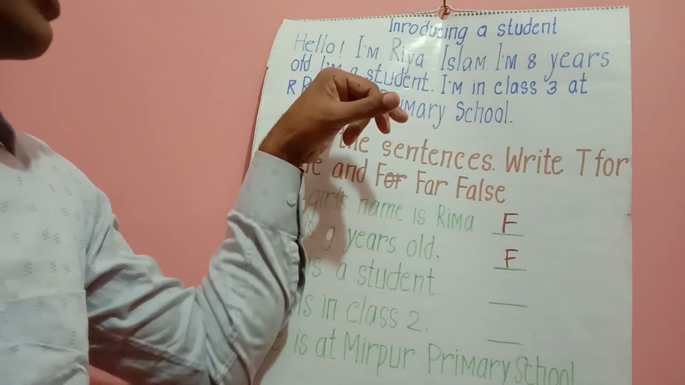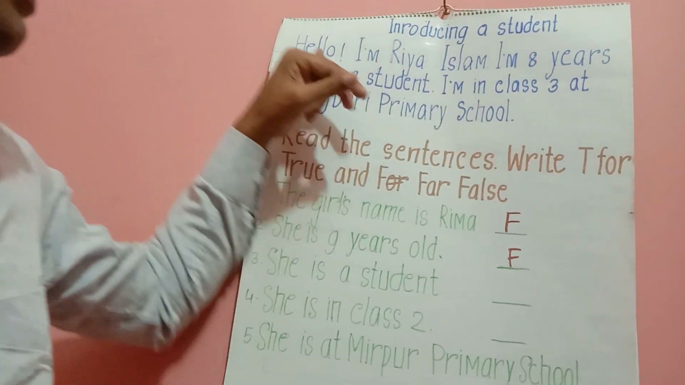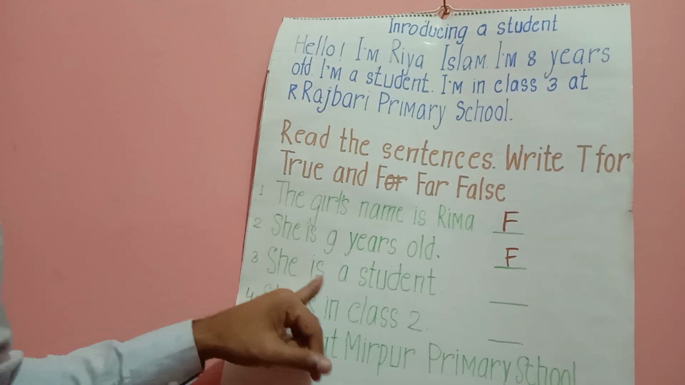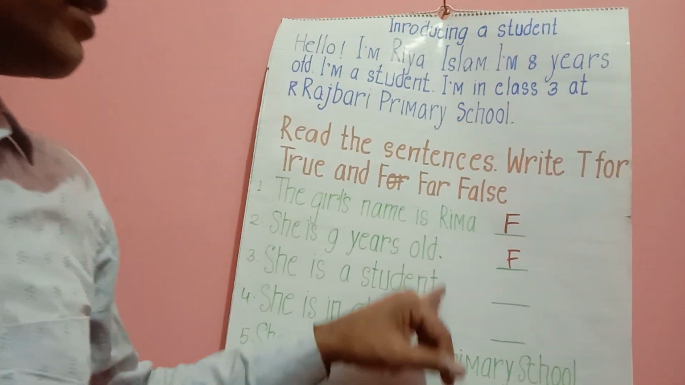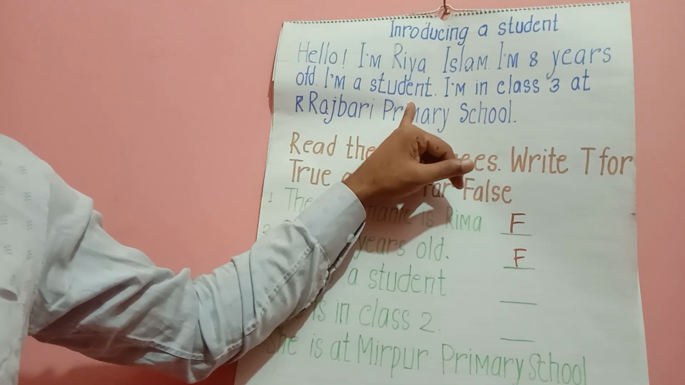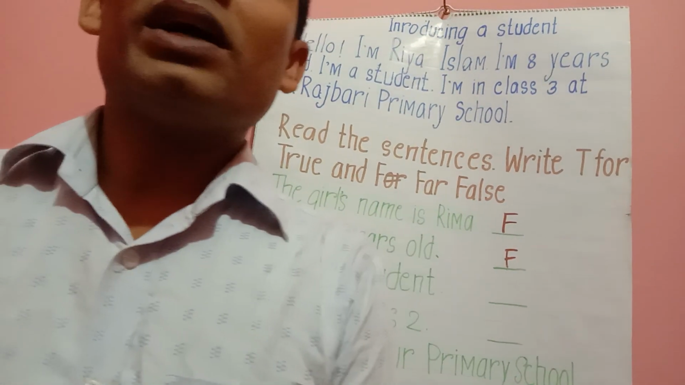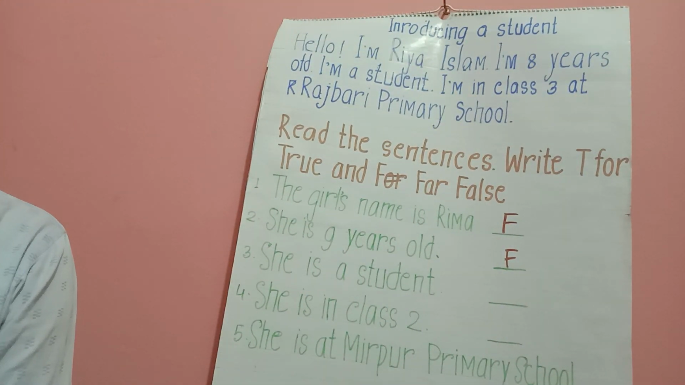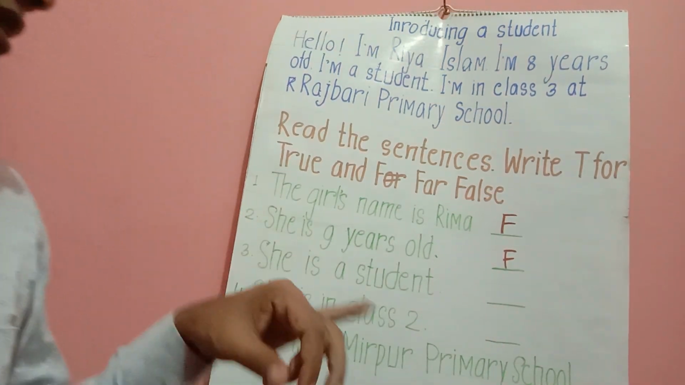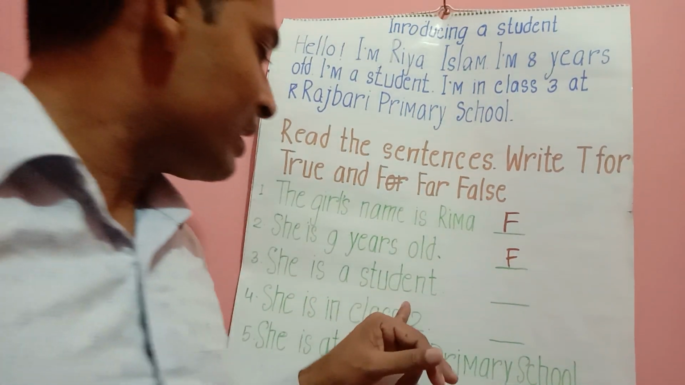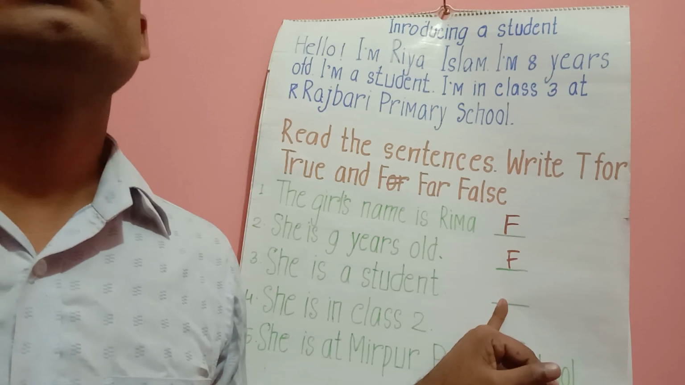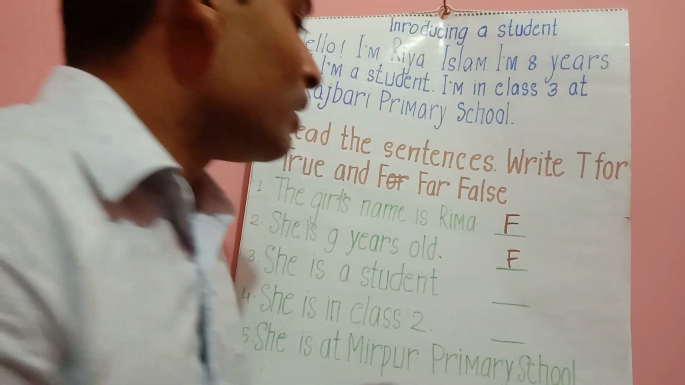Okay, she is a student. I am a student. I am means Ria. So she is a student, and I am a student. Same. That's why we have to write T. Say it. Yeah, exactly that. She is a student. That's why we have to write T.